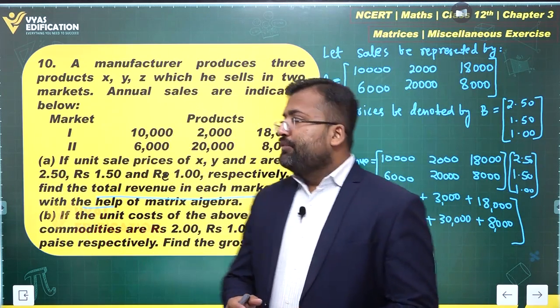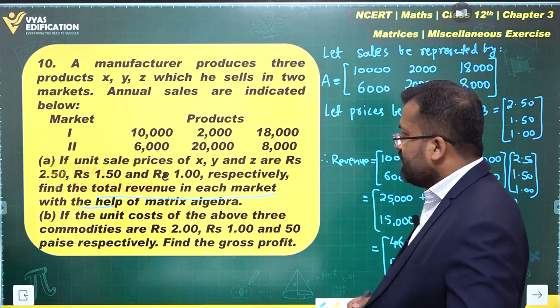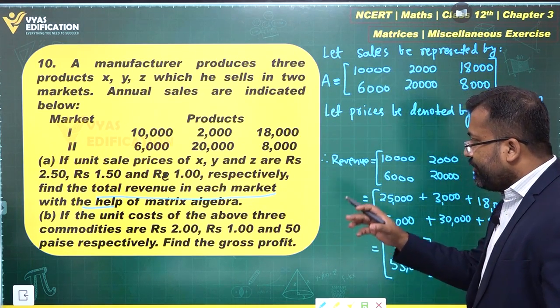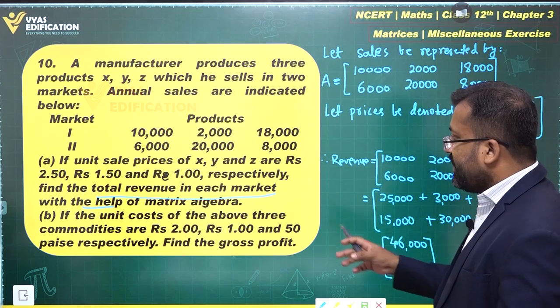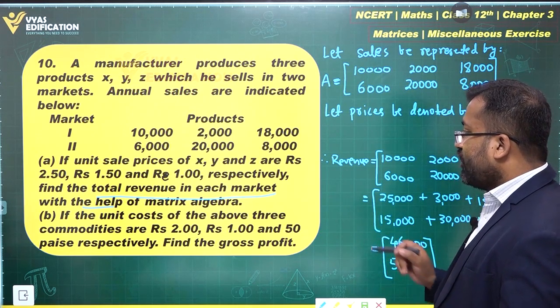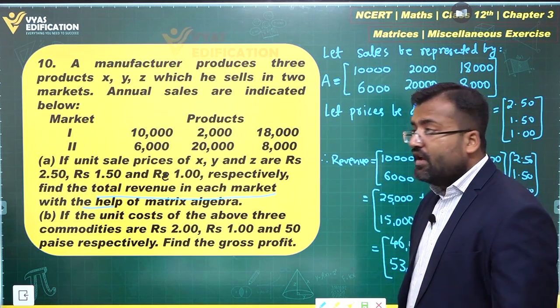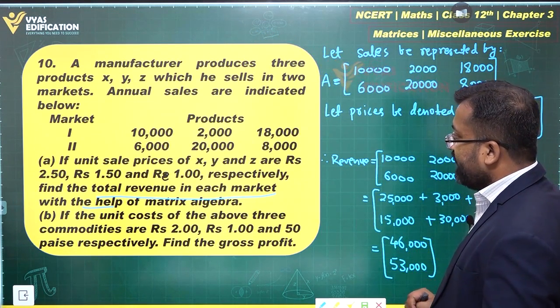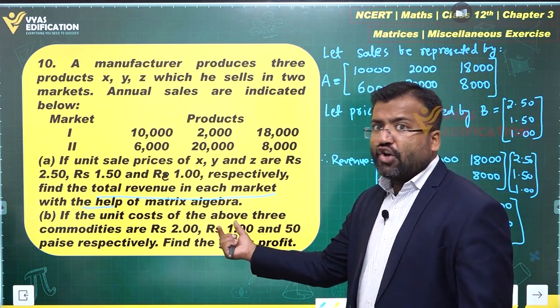Next, the second part of this is also there. What does the second part say? If the unit costs of the above three commodities are rupees 2, rupees 1 and 50 paisa respectively, find the gross profit. Okay. So one is the selling price. This is the final revenue that we get. And we also have something called cost.